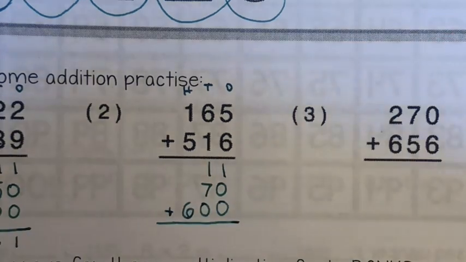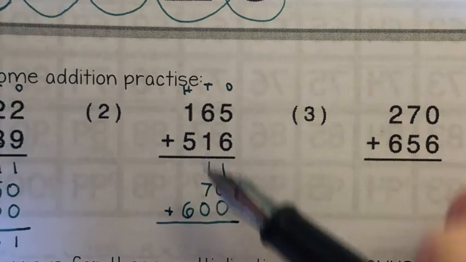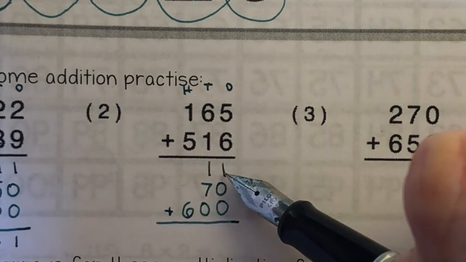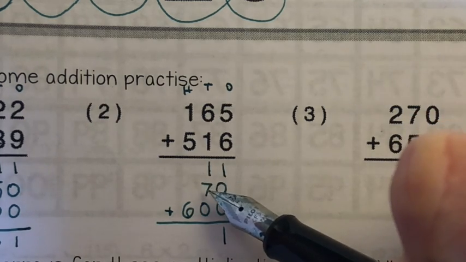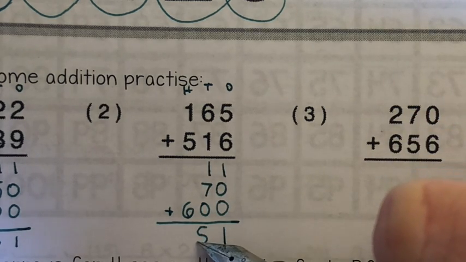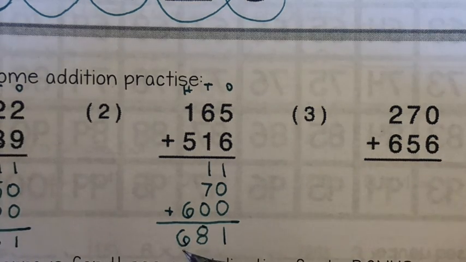All right. Now, because I'm using partial sums, I regroup down here instead of up there. That's completely fine. I'm going to add them together. 1 plus 0 is 1. 1 plus 7 is 8. And 6 plus nothing is 6. So I have 6 hundreds, 8 10s, and 1 1. All right, on to number 3.